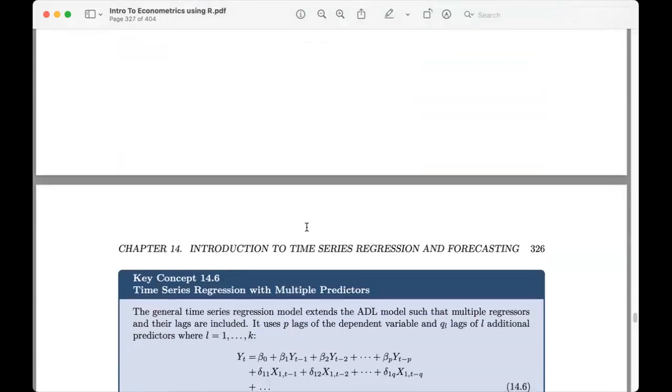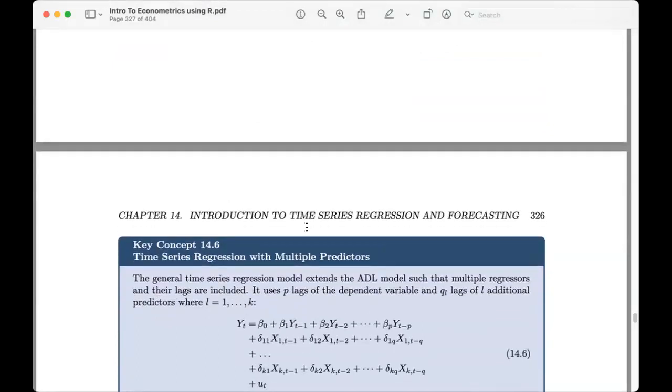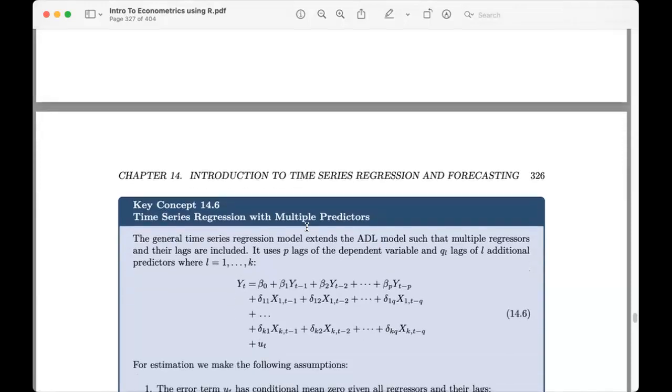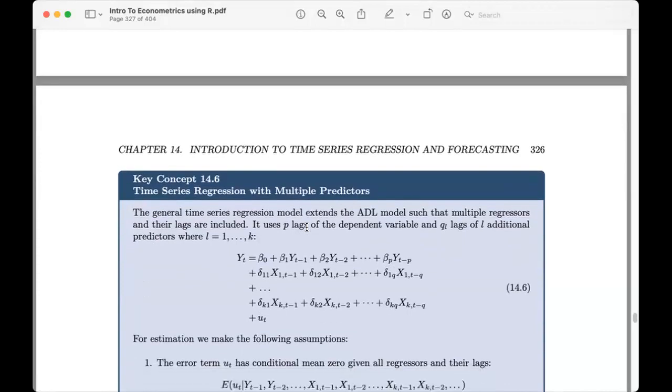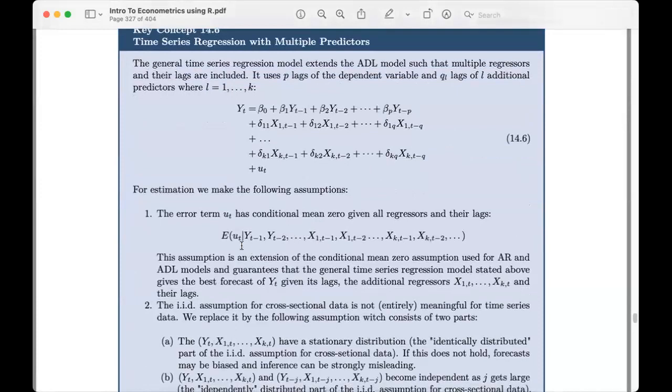So, time series regression with multiple predictors. I think this is just expanding the ADL model that we have seen previously by adding extra predictors to the model, to make it more complicated, but in a sense also more informative. In this case, we'll still need to make sure that the zero conditional mean assumption for the error term has to be satisfied as well.